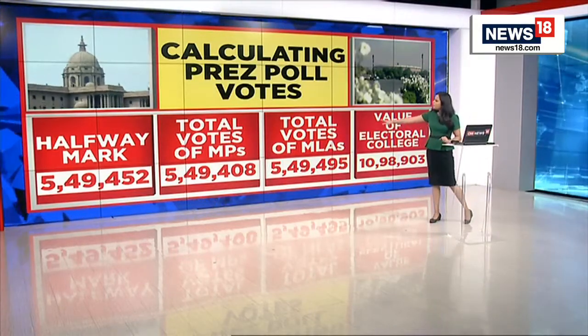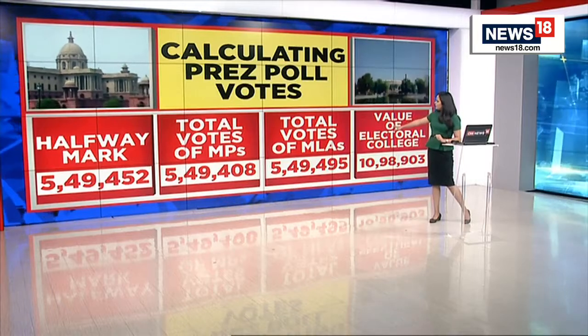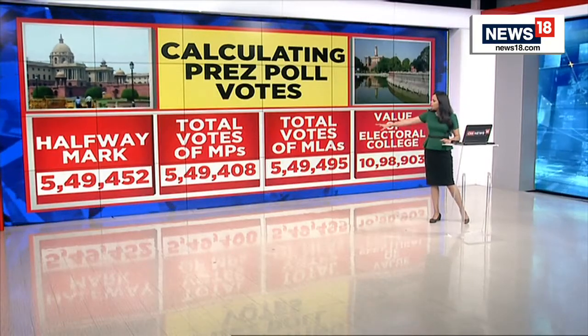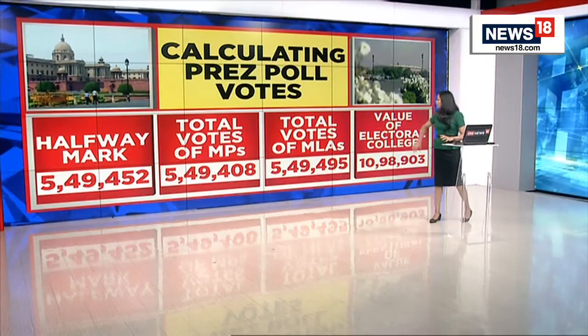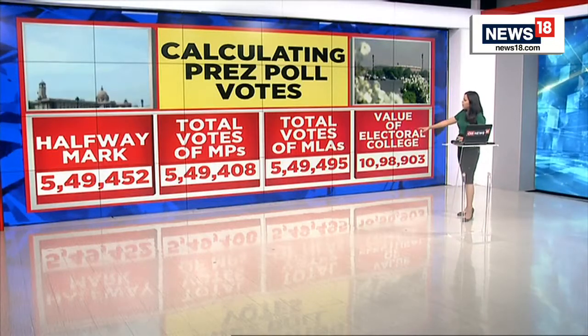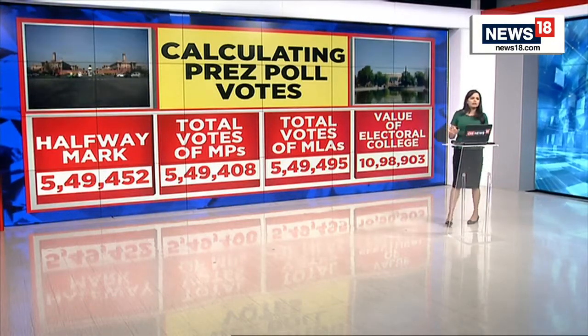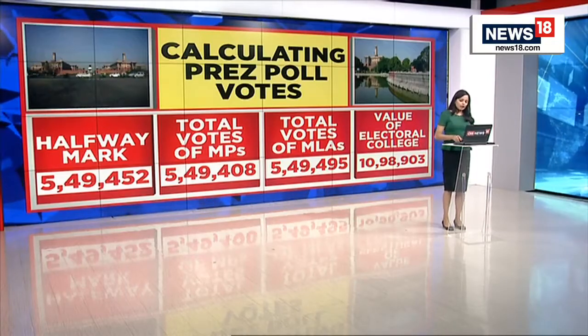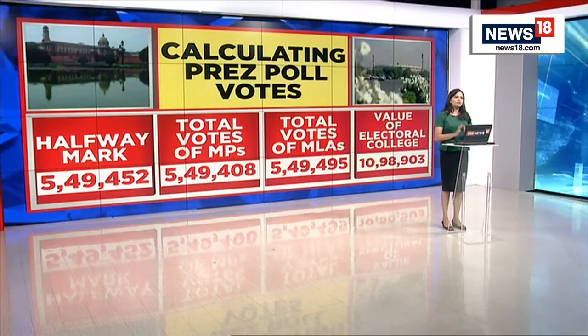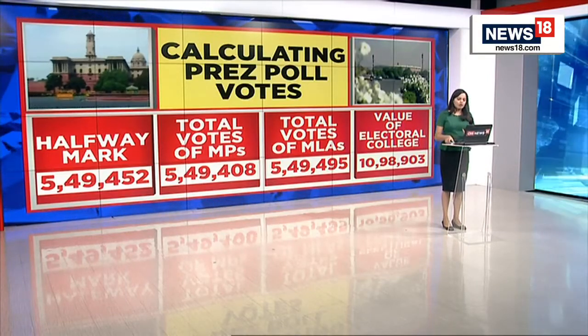Evenly divided between the Lok Sabha and the legislative members from different states as well, 5,49,408 and 5,49,495. That's the halfway mark. That is how the numbers really stack up so far with the results that have come to light. It looks clear that she is all set to make history. Droupadi Murmu is all set to be the next president of our country.